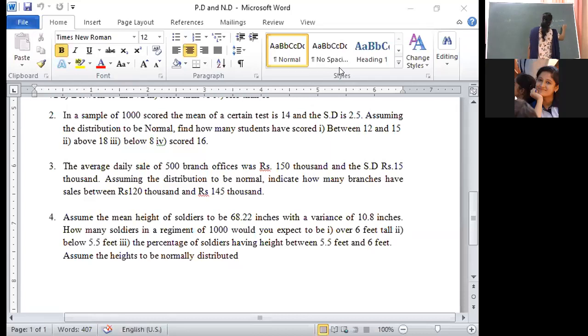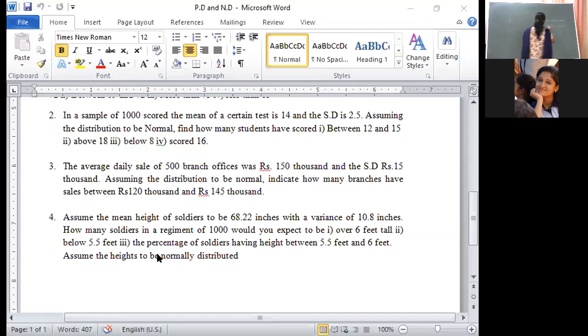Ma'am, question number 3 is not done. Okay, question number 3, you can do it at home only. In the earlier problem, you only have to calculate 120 less than or equal to x less than or equal to 145. You can do it at home, but the fourth one is important from the exam point of view. That's what I am saying.